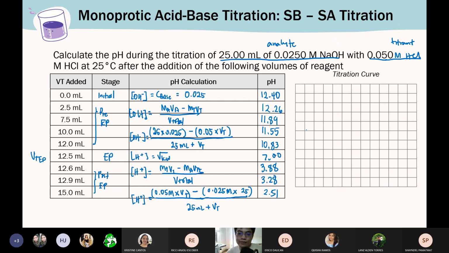2.51. Okay. So if you graph it, ganito magiging itsura niyan. Ganyan. Then suddenly, whoop, gaganon. And then, pa-plateau. Okay. So yan. And in here, you have your VTEP. Okay. This is your initial, pre-equivalence, equivalence, and post-equivalence. Okay? So, ganun. So, that's how you do monoprotic acid-base titration.